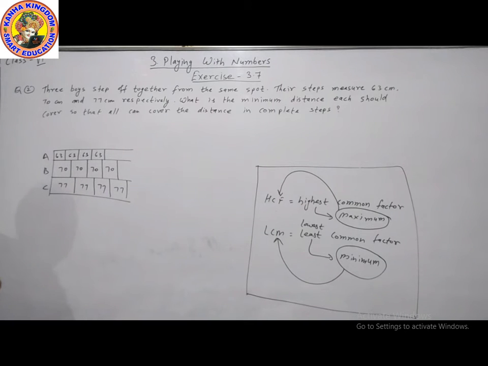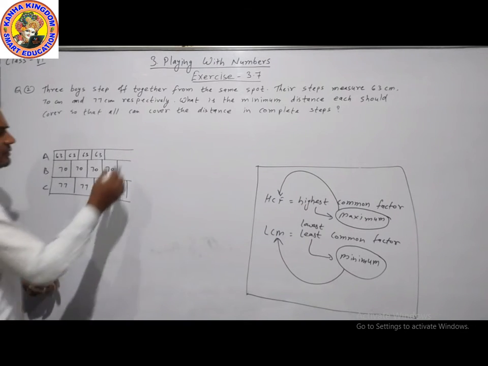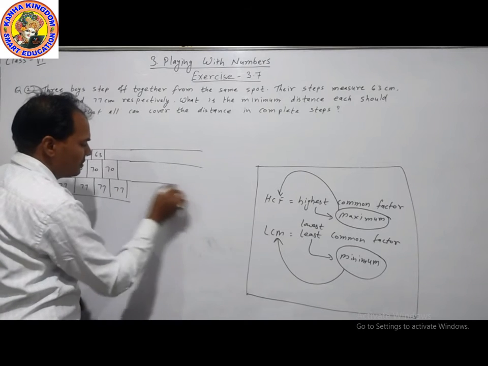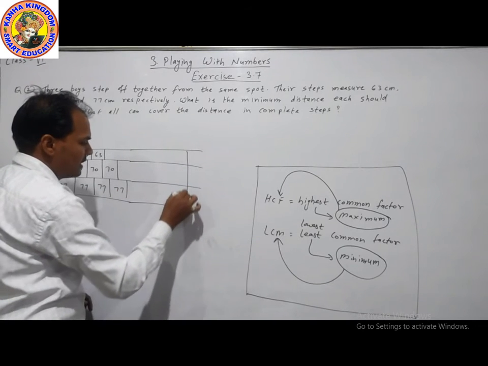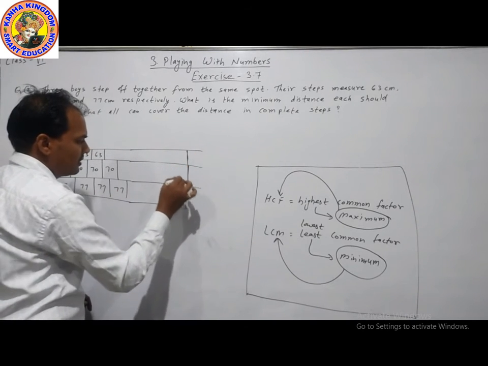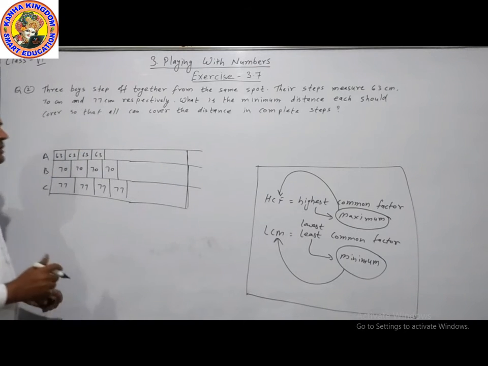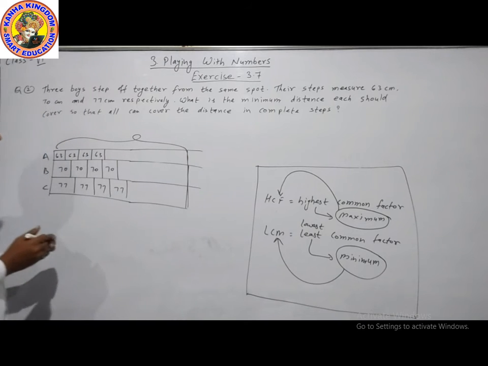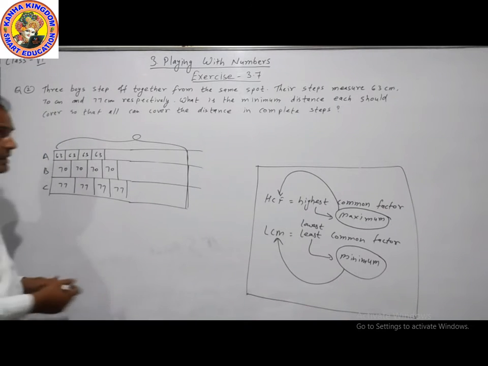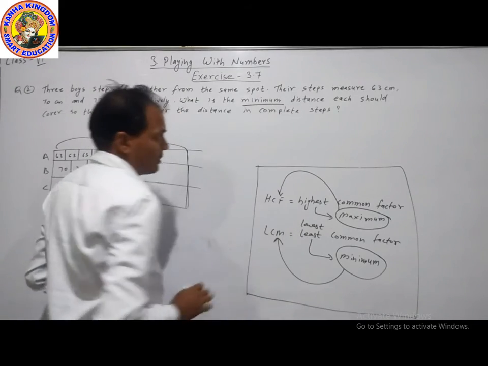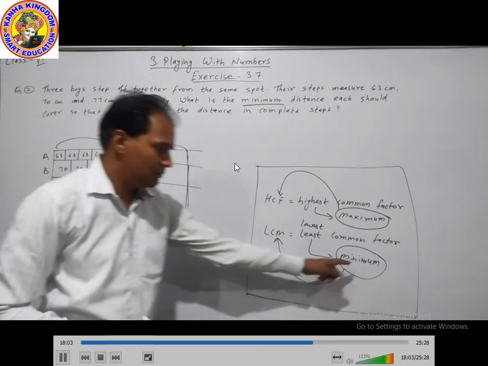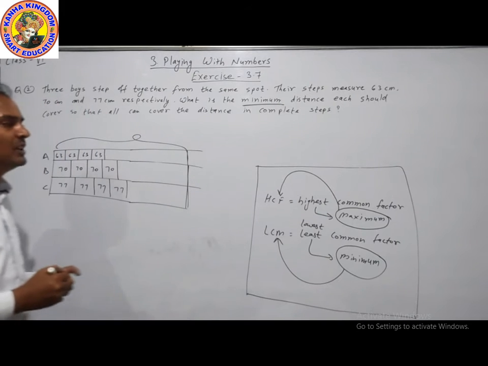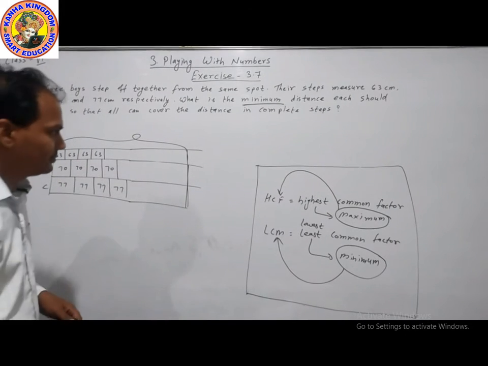This is the question. What will be the distance when all three come at the same position? The distance is this. How to attempt the question? The question says minimum. Minimum means LCM. We will take LCM.